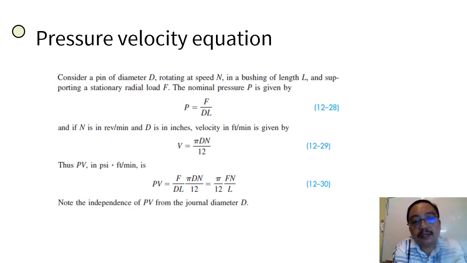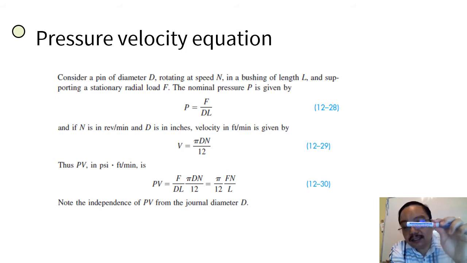Consider a pin of diameter d rotating at speed n in the bushing of length l and supported by a stationary radial load F. Nominal pressure is given by P equals F over d l. So actually, consider a pin. We want to make an equation for it. A pin represents the journal.